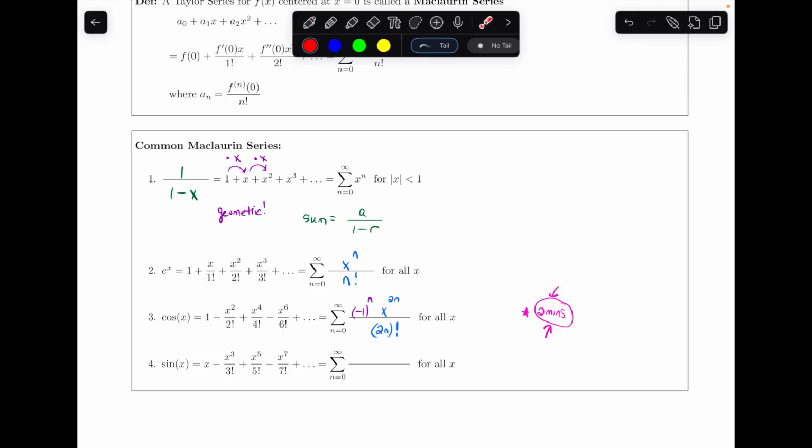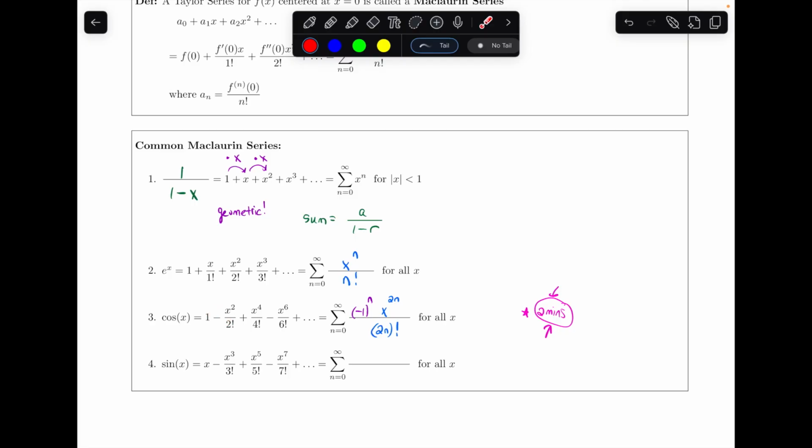To check if this is right, let's plug in the first couple values. If I plug in n equals 0, negative 1 to the 0 is positive, and that checks out with this number. X to the 0, that's just 1. 0 factorial is just 1. So that is giving me this first term. If I plugged in n equals 1 into this, I'd get a negative, and that's making sense with the next term.